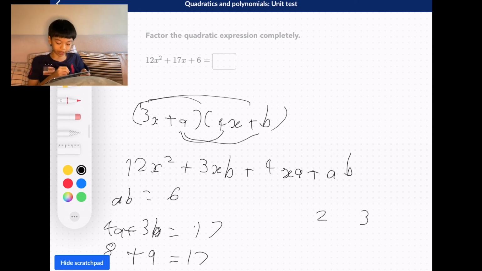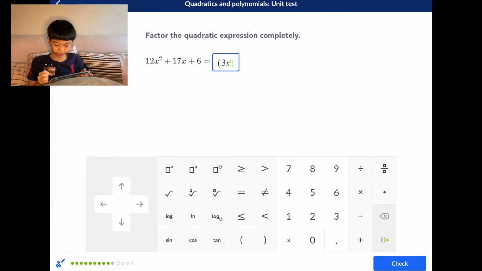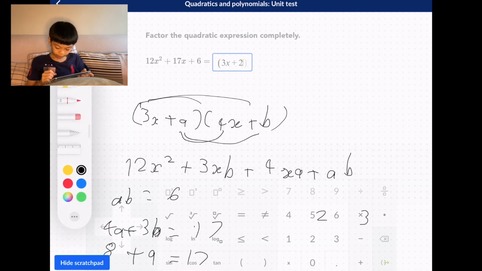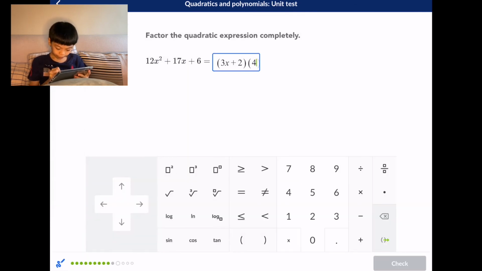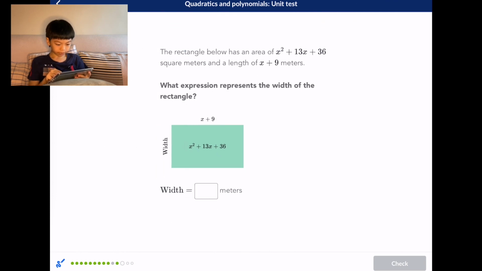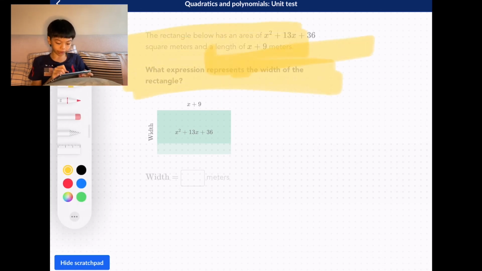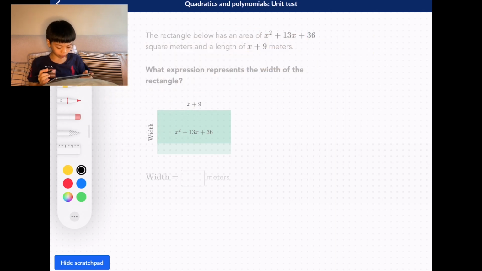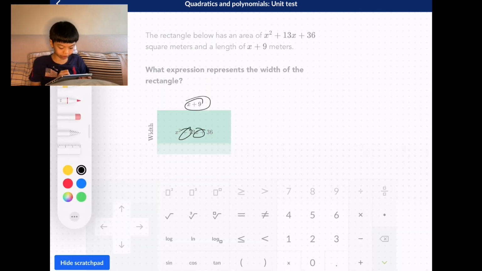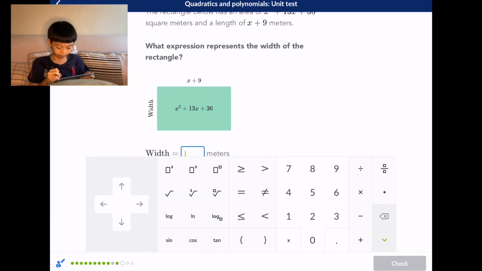So A is 8 and B is 9, therefore we do 3x plus 2 times 4x plus 3. All right, so this one, if they throw out a question that is something like this over here, you don't actually have to fully do the actual working. This is easier because they already gave you one of these. So you just do 36 divide 9. 36 divide 9 is 4, and then we check these positives. Since they're two positive, we can assure this will be a positive. So it's x plus 4.